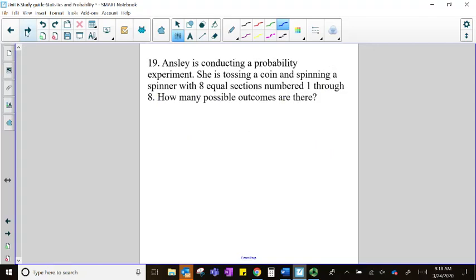Ainsley is conducting a probability experiment. She is tossing a coin and spinning a spinner with 8 equal sections numbered 1 through 8. How many possible outcomes are there? All right, so if she's tossing a coin, there are 2 outcomes on a coin, heads or tails. And then she's doing a spinner with 8 sections, so we're going to multiply that by 8. And that means there are 16 outcomes with these 2 events.